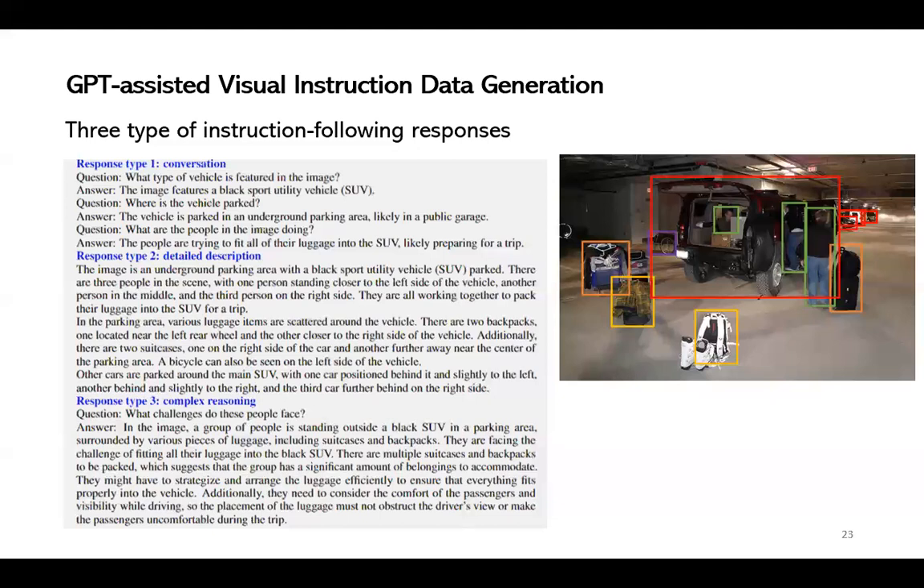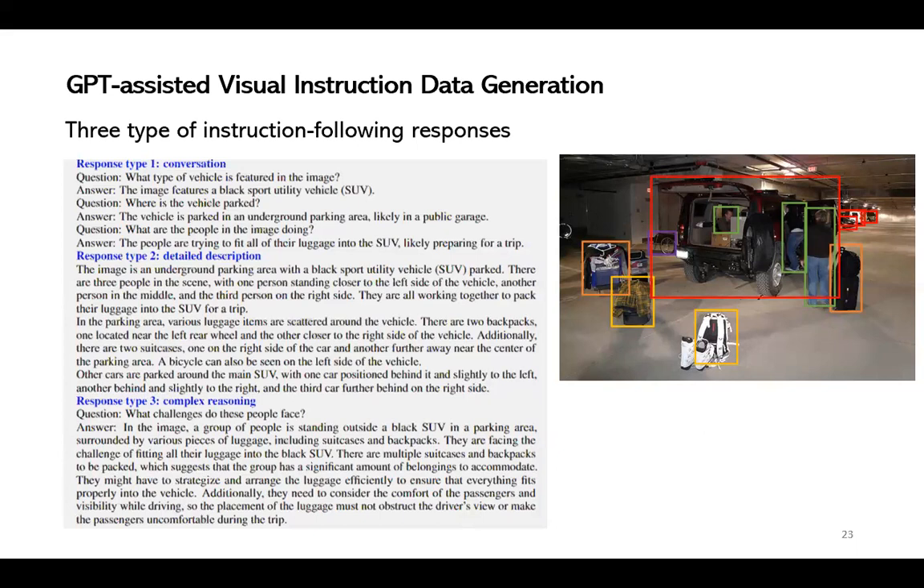So what are the instructions that we construct in the multimodal space? In the future, you may build whatever instruction you are interested in. In Llama, we start with three preliminary instructions. The first type is multi-turn conversation, because we want to build a chatbot, right? Given the image, we can chat about it. The second type is the detailed description, where we want the model to describe the image as detailed as possible.